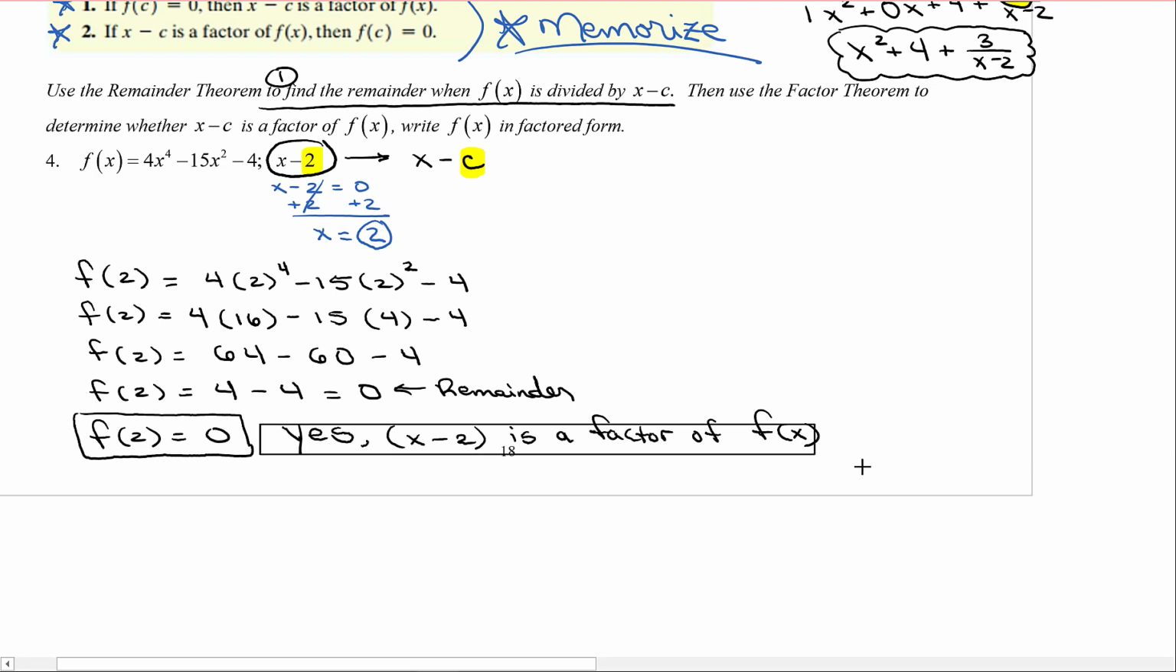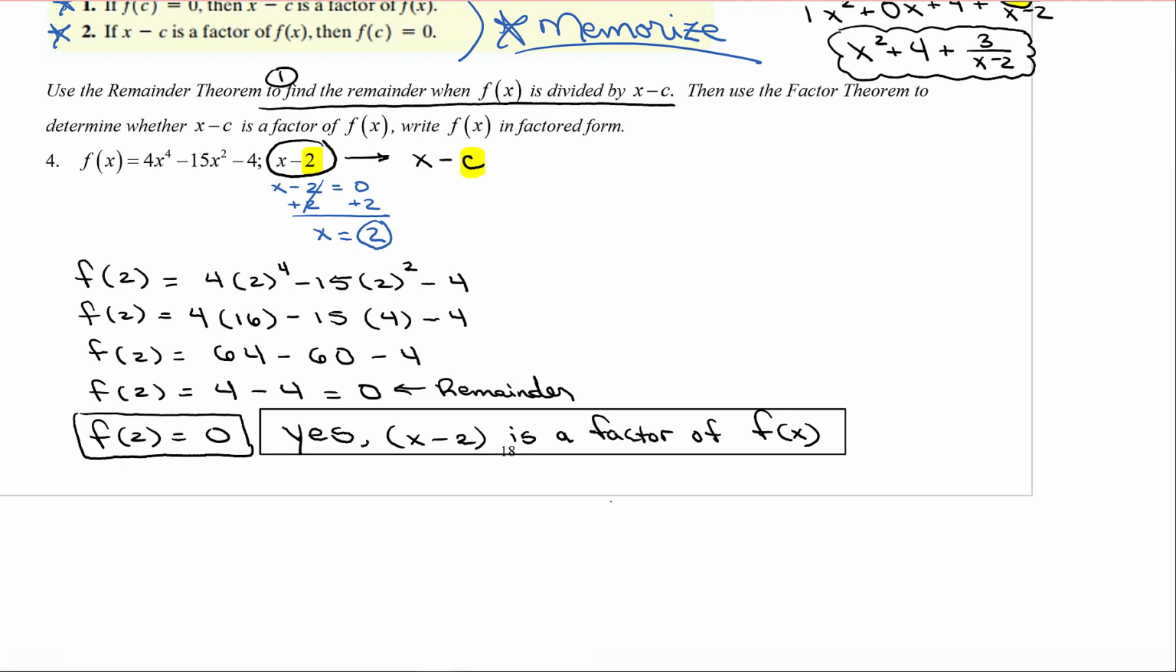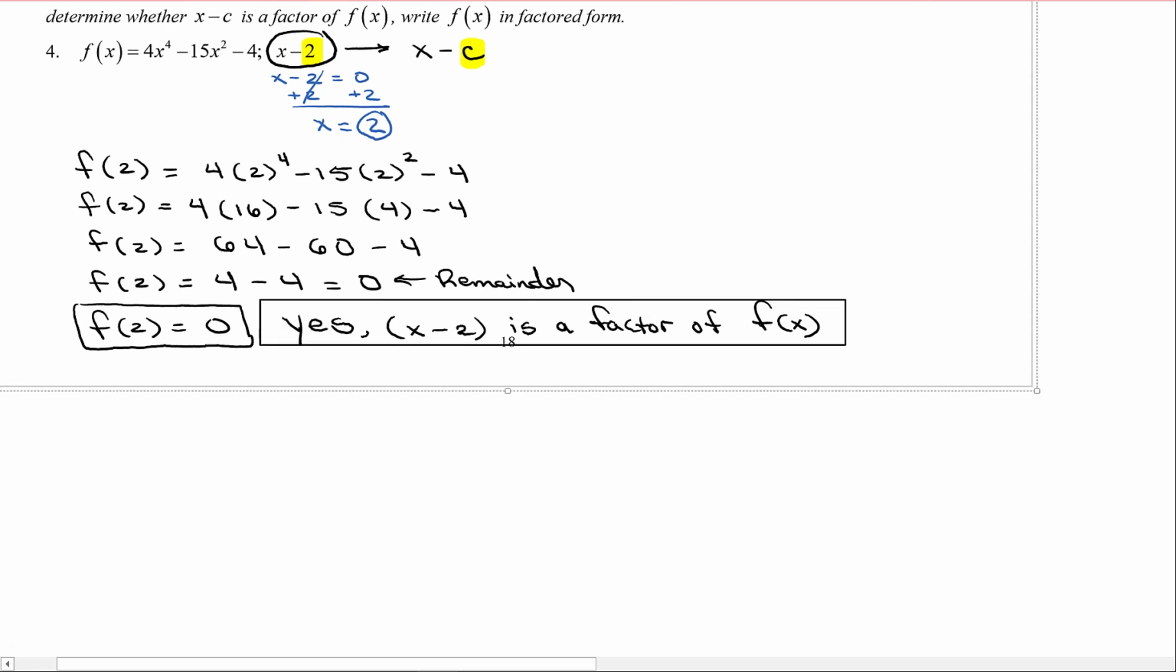The next part is we need to write this in factored form. Okay, so there's more than one way to do this part for this particular problem. It just depends on which way calls out to you, which way seems easier for you. With a lot of these problems, you got to choose the easier way. I'm going to use synthetic division. So I'm going to rewrite this.